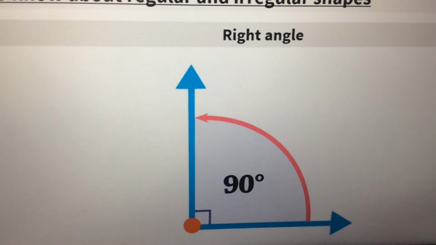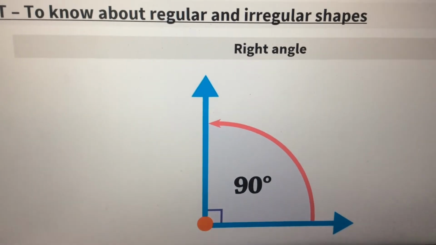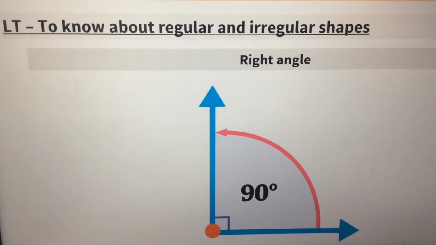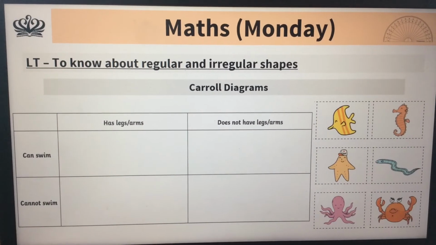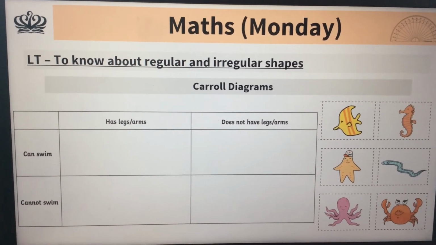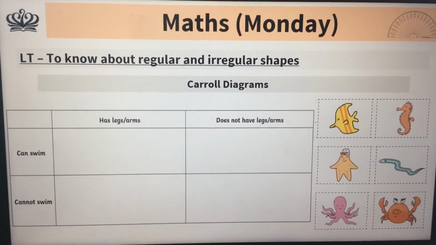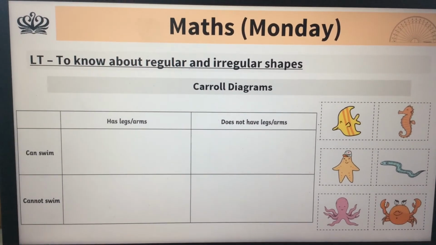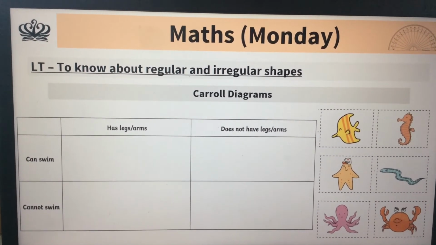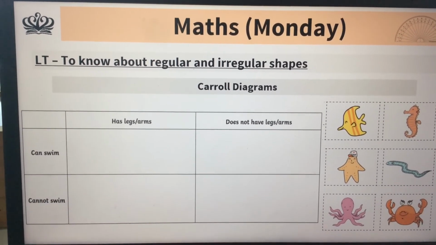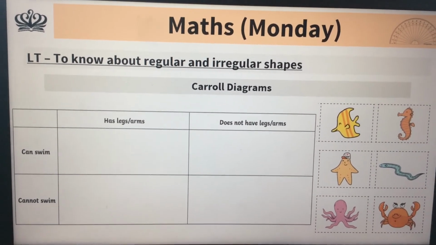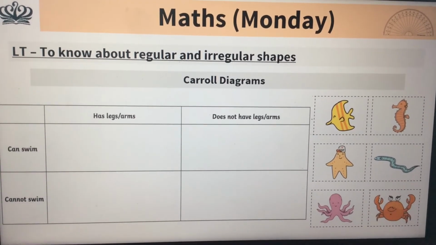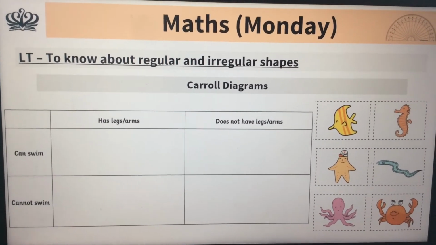Right, let's have a quick recap. Right angles. We should be confident with these now. That's going to come in useful later on with our task as well. Okay, so once we understood the difference between regular and irregular shapes, and once we know what a polygon is, and we've reminded ourselves what a right angle is, the way that you are presenting your learning today is through a Carroll diagram.